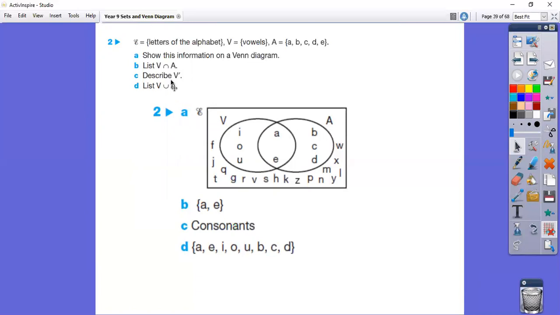So that's both common. Describe what's not in set V. So that's your consonants. And then list V union A. So that's elements in set A or set V or in both. So that's your A, E, I, O, U, B, C, and D.